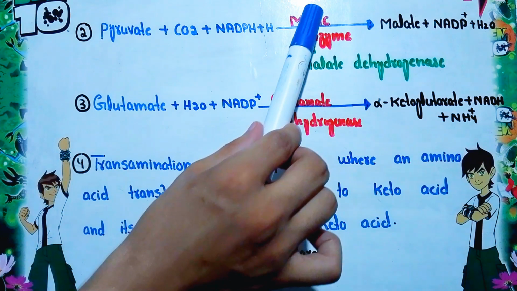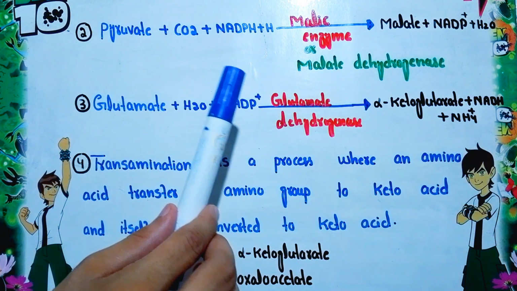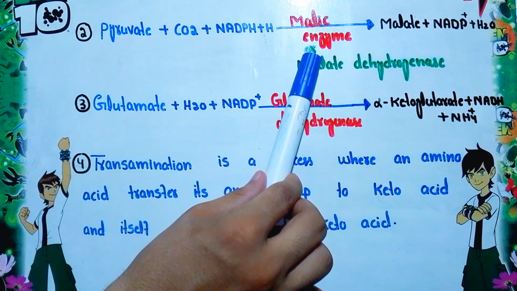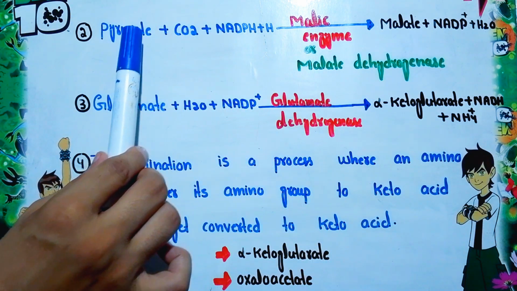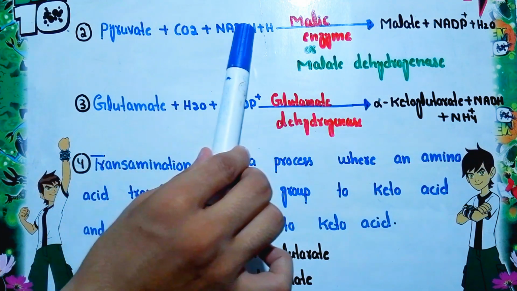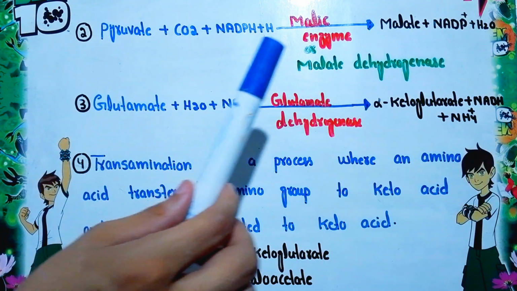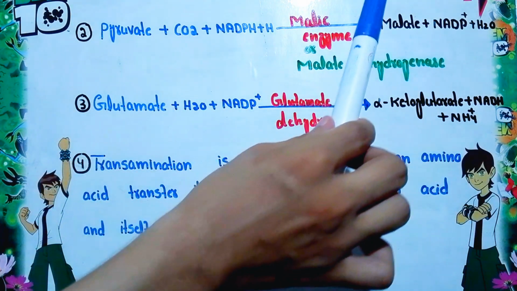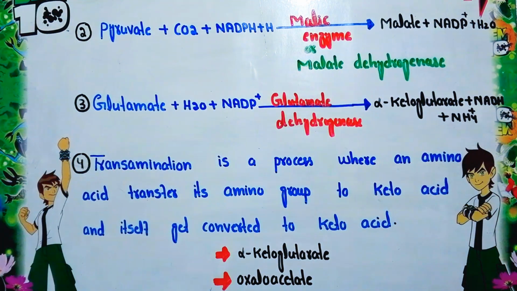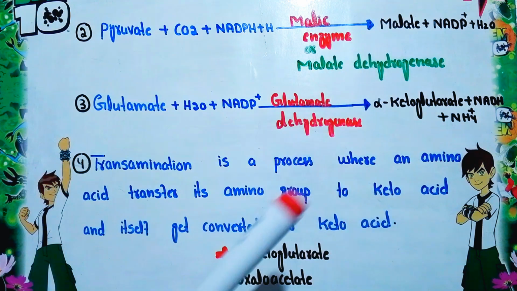So here it is the malic enzyme, or you can say the malate dehydrogenase enzyme. It is an NADP-dependent enzyme. It will act on these two substances and convert this pyruvate into malate. As a result, one hydrogen ion is utilized, and we will get NADP and malate. This malate is an intermediate of the TCA cycle. So through this another anaplerotic reaction, the second intermediate of the TCA cycle is restored.